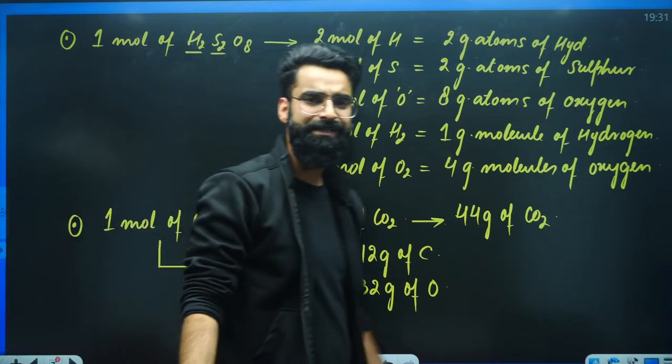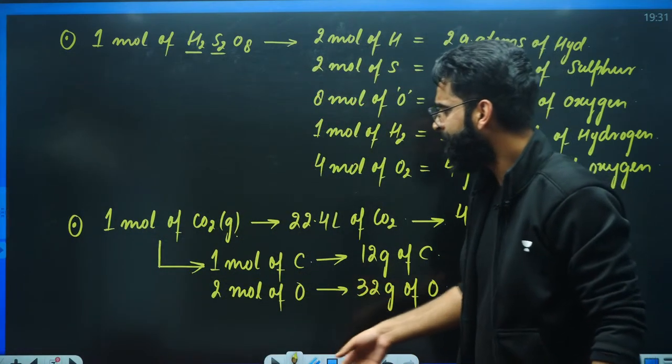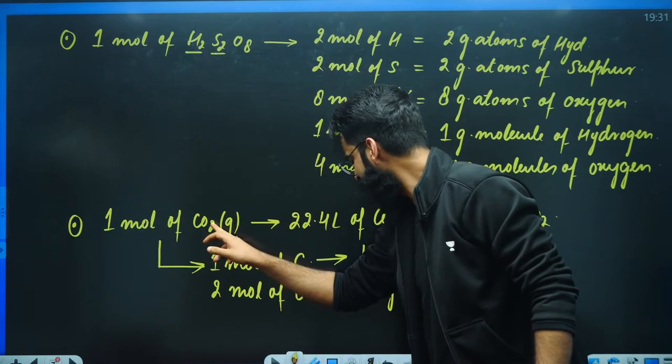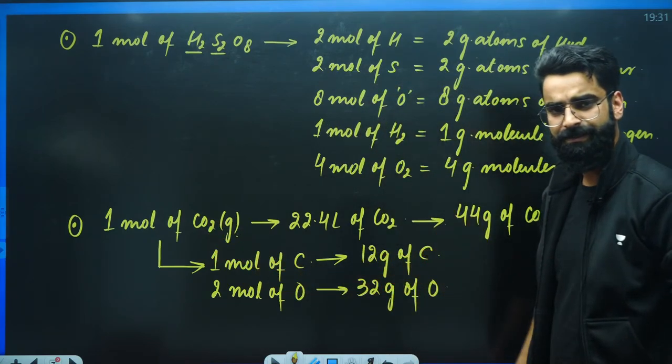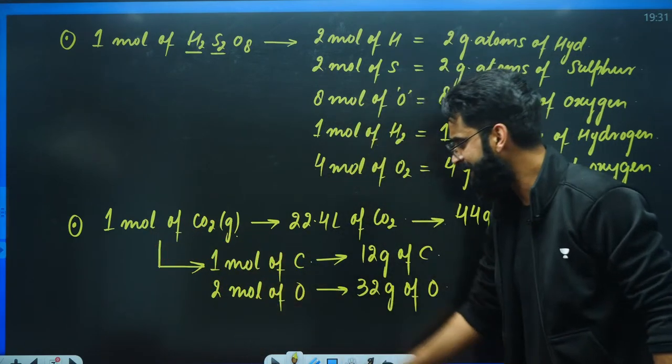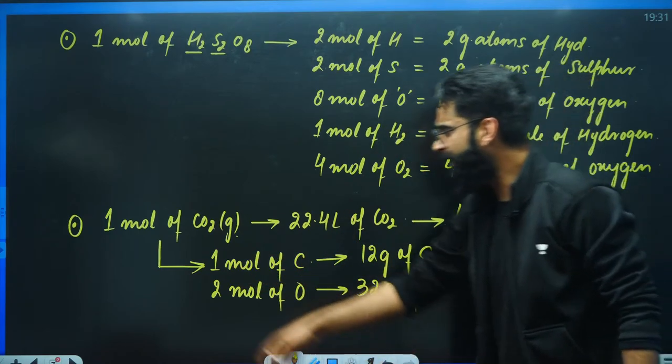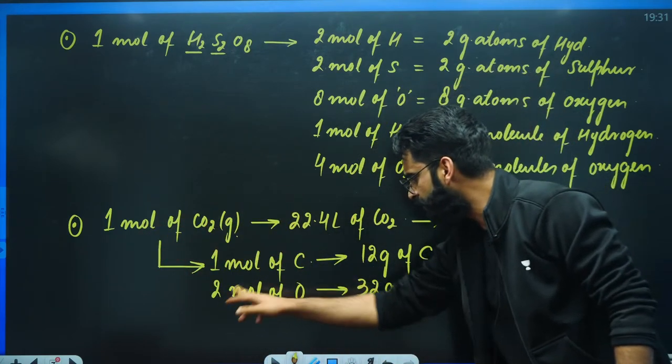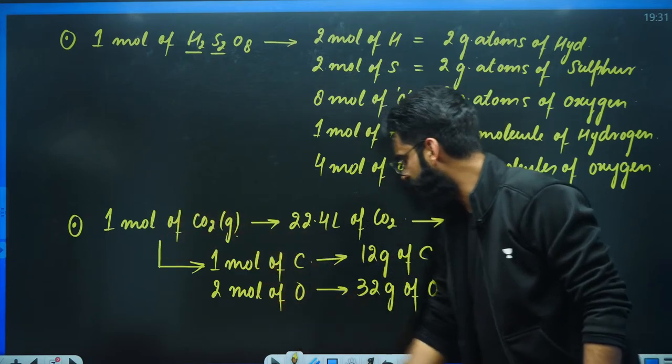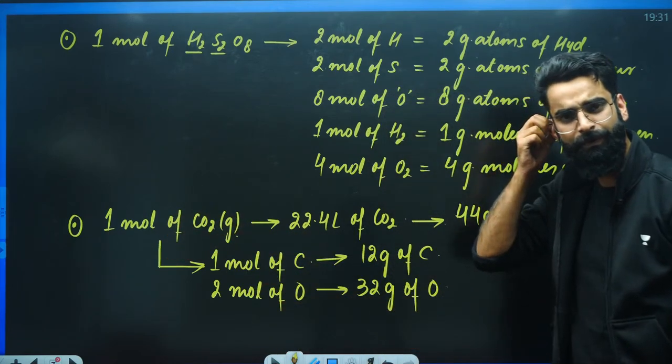Now you can relate all the things. You can say, in 1 mole of carbon dioxide, there are 12 grams of carbon present. In 1 mole of carbon dioxide, there is 1 mole of carbon present. In 1 mole of carbon dioxide, there are 2 moles of O. In 1 mole of carbon dioxide, there are 32 grams of O.